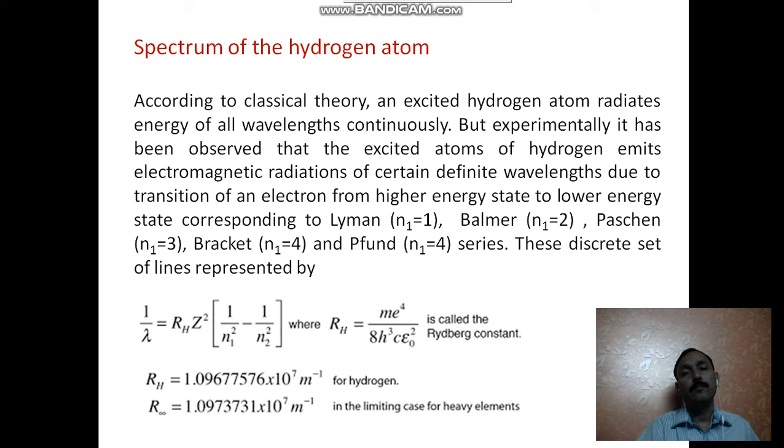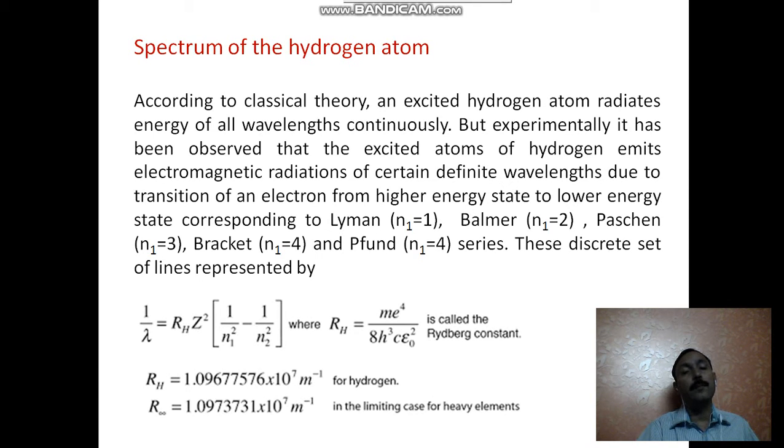According to classical theory, an excited hydrogen atom radiates energy of all wavelengths continuously, but experimentally it has been observed that the excited atoms of hydrogen emit electromagnetic radiations of certain definite wavelengths due to transition of an electron from a higher energy state to a lower energy state, corresponding to Lyman, where n1 is equal to 1, Balmer, where n1 is equal to 2, Paschen, where n1 is equal to 3, Brackett, where n1 is equal to 4, and Pfund series, where n1 is equal to 5.